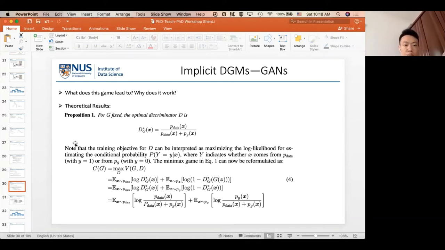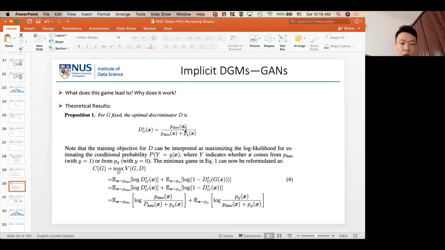So the first theoretical result is Proposition 1, which says that for fixed G, that means you first fix the generator and you find the optimal discriminator D, right? It shows that when you fix the generator, the optimal discriminator is given by the ratio between P data and P data plus PG. PG is the model distribution you learn. You can understand PG as P theta, a parameterized model distribution. But P data is the unknown distribution. So D star is the ratio between them.